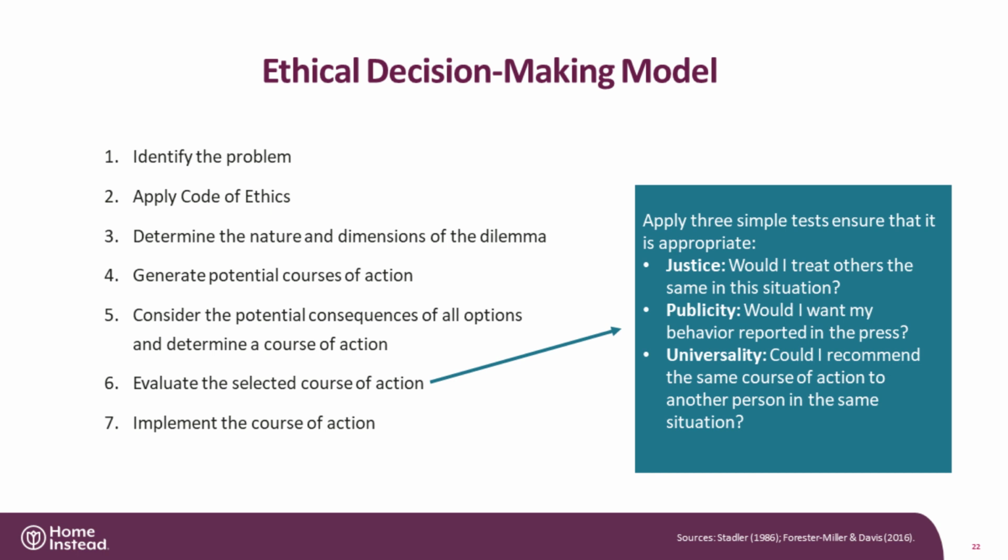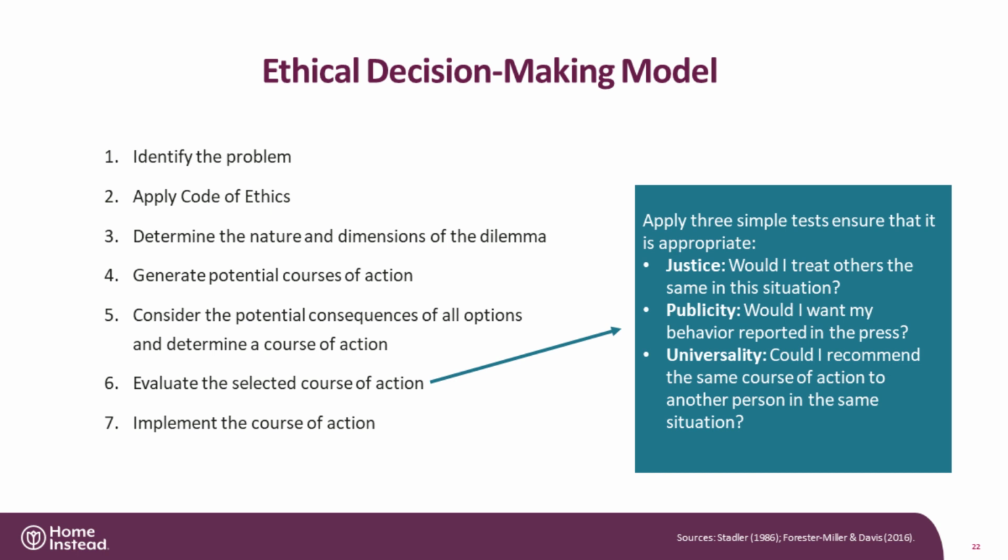I mentioned that 6 was a little bit different. In step 6, this model asks you to apply 3 simple tests to ensure that it's appropriate. The 3 tests are justice, publicity, and universality. Justice is, would I treat others the same in this situation? Publicity is, would I want this behavior reported in the press? That's a gut check right there. And then universality, could I recommend the same course of action to another person in the same situation? So those are 2 models that you can use when it comes to ethical decision-making.